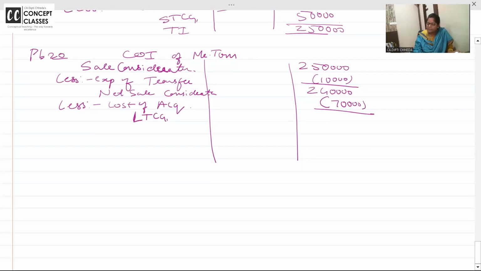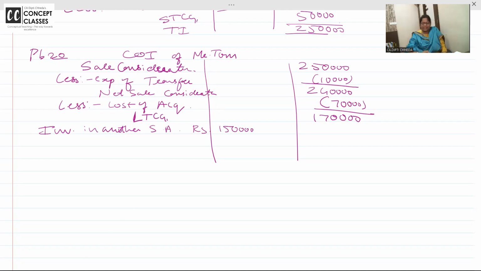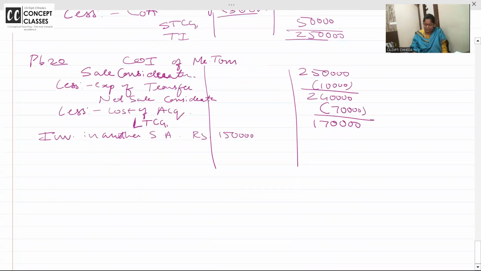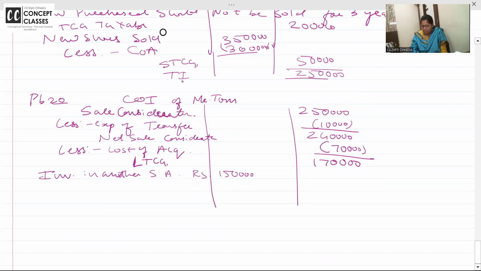Long-term capital gain 1,70,000. Now, how much he invested? Invested in another specified asset. Rupees 1,50,000. See, last problem, you have sold for 3 lakh, you invested 3 lakh, तो पूरा exempt हो गया. अभी क्या किए? You sold for 250, you invested 150. So it's not कि मैम 150 तक तो पूरा straight allow कर दो, no proportionate. Exemption.